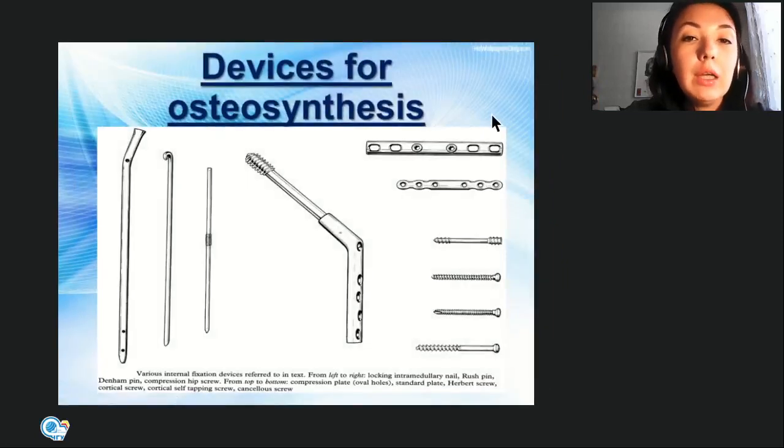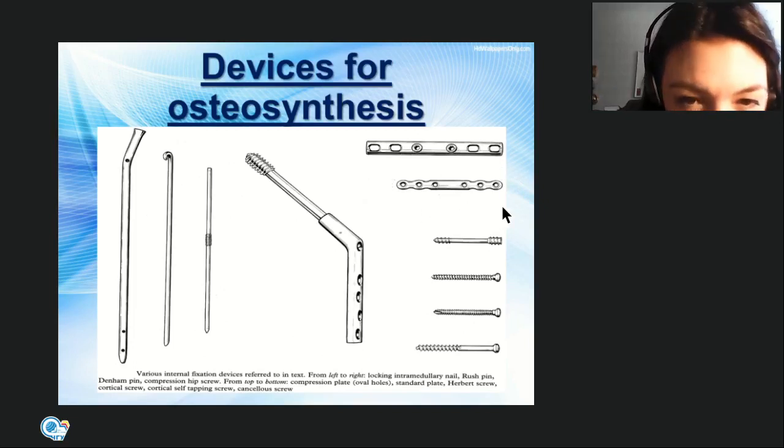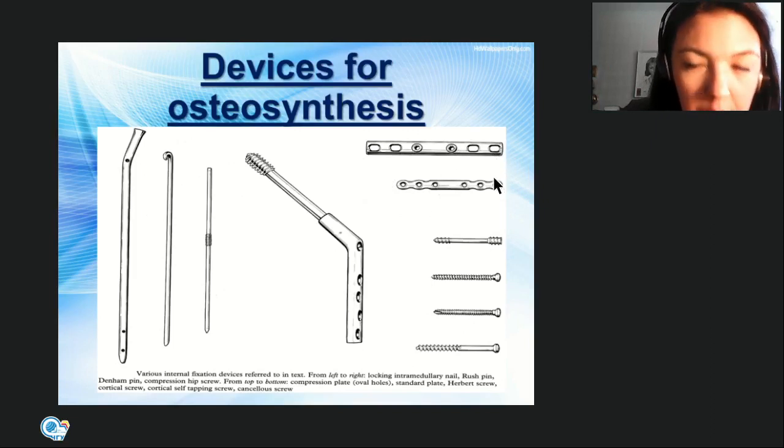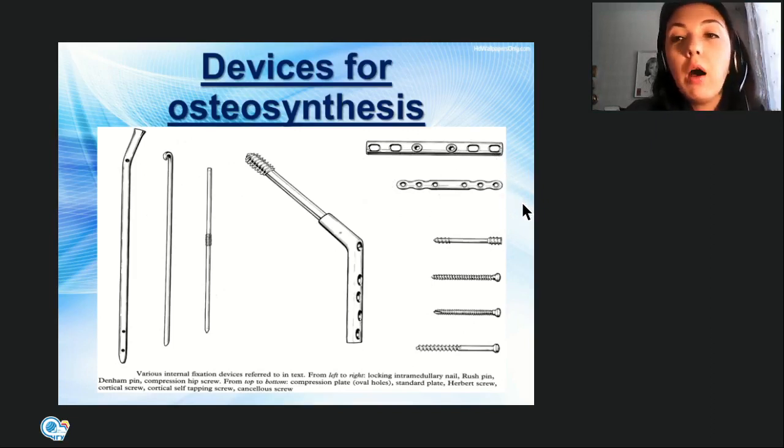Here you can see different devices which we can use for osteosynthesis. You can see different plates: a compression plate, this one, and the standard plate. These plates are applied for extramedullary osteosynthesis.